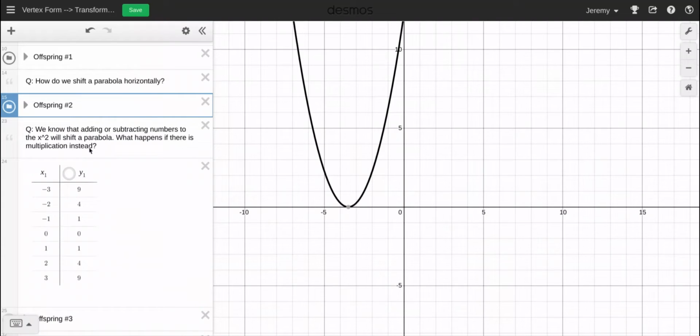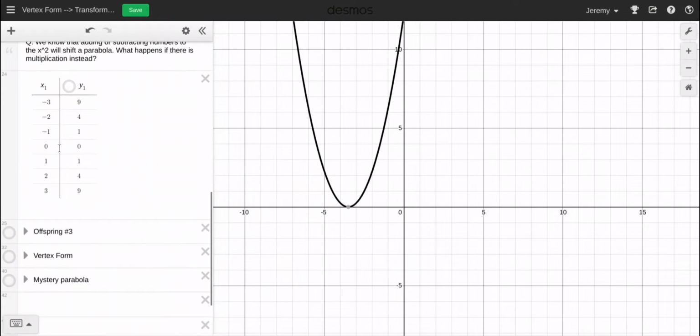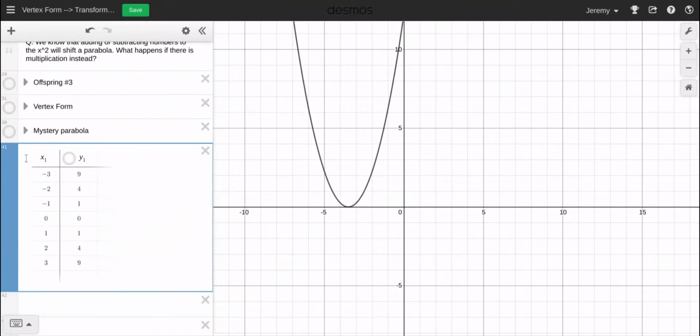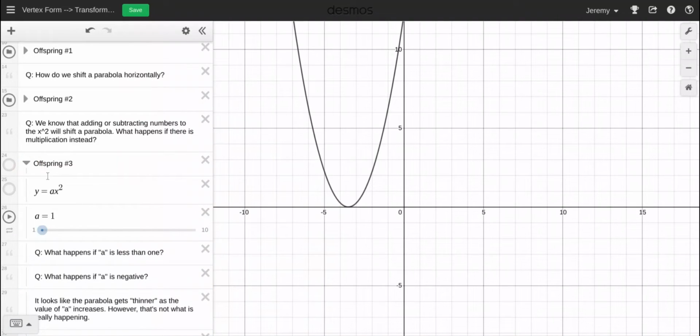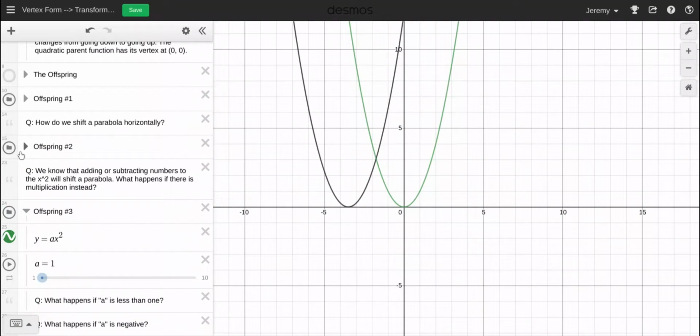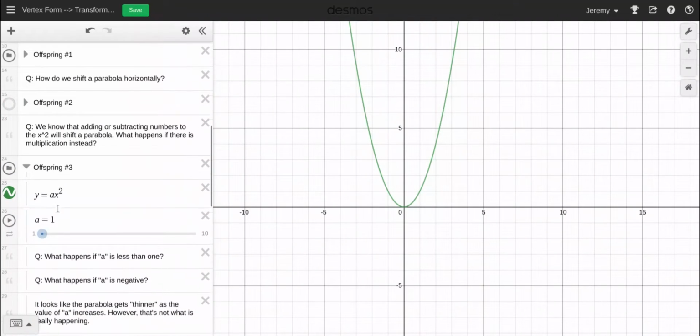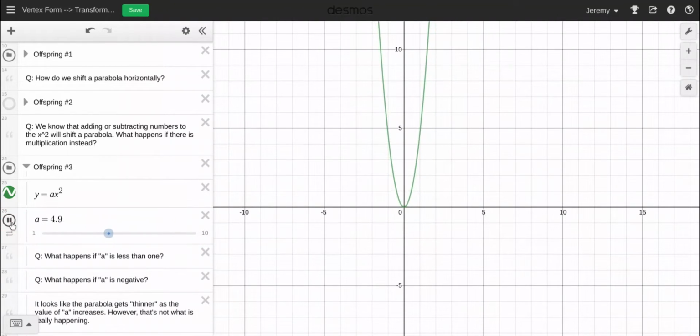But what happens if there's multiplication instead? Well, I'll tell you this. It doesn't give a shift. Oops, let me turn off this one. There we go. Instead, what's going to happen is it gives a stretch. That is called a stretch. How would you describe what's happening as the value of a gets bigger?